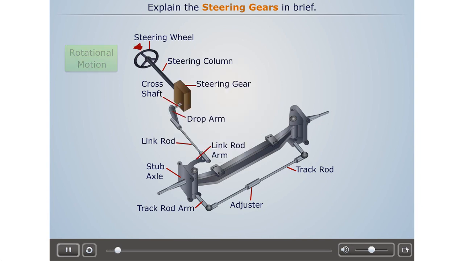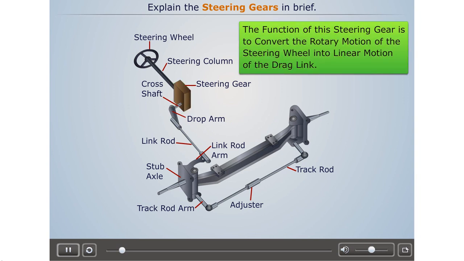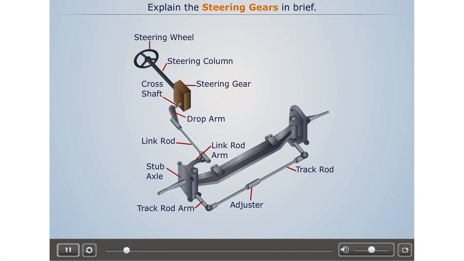Here we can see that the rotational motion of the steering wheel gets converted to linear motion of the drag link. This is done with the help of a steering gear. The function of this steering gear is to convert the rotary motion of the steering wheel into the linear motion of the drag link. Now let's discuss the construction and working of steering gear in detail.